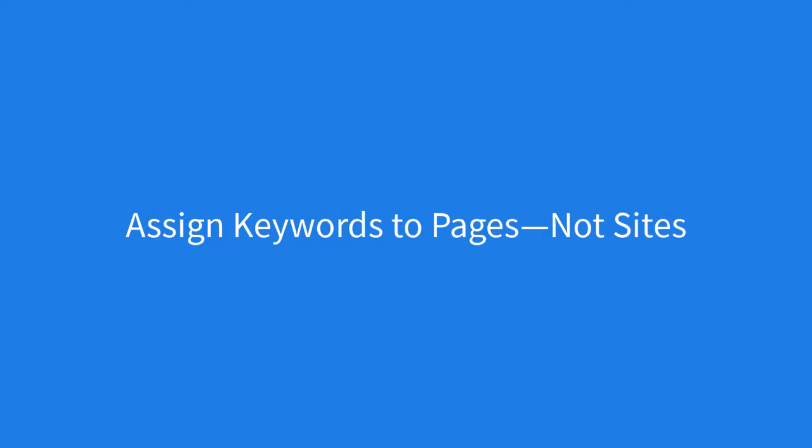Assign keywords to pages, not sites. When determining how many keywords to use, focus on assigning keywords to a particular page. There is no maximum or minimum number of keywords that will be ideal for the site as a whole. Instead, you want to make sure each page on your site focuses on a unique topic and that you have a clear understanding of any keywords you're targeting on that page.